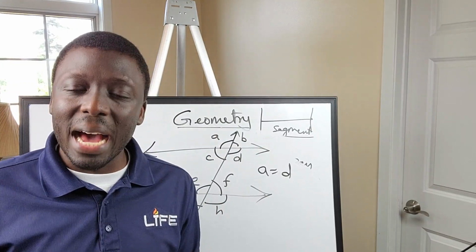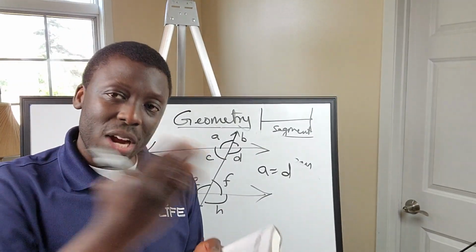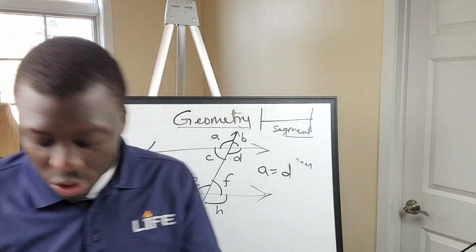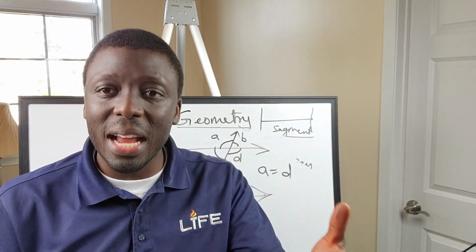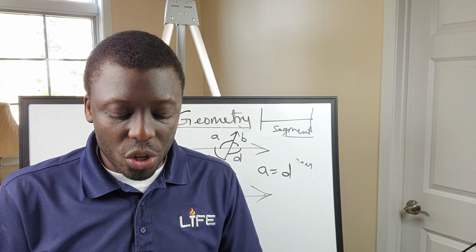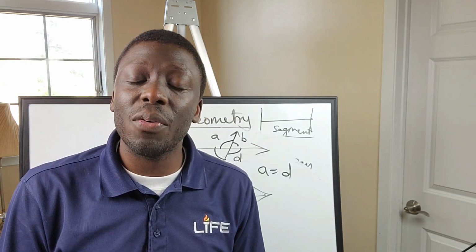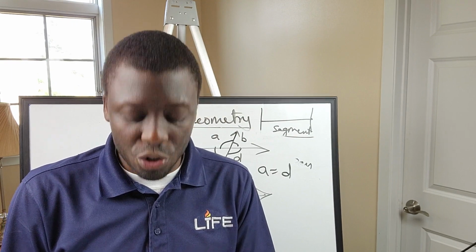So when you have a transversal drawn between two parallel lines, you have a relationship that begins to exist. In geometry, you're going to learn about parallel lines and transversals. You're going to learn about triangles, the different types of triangles and the different relationships between the angles of the triangles.